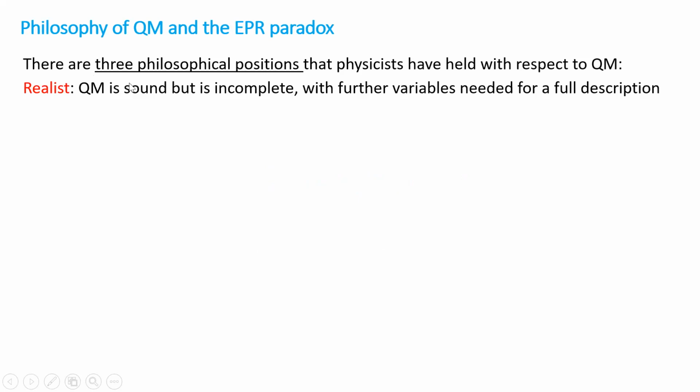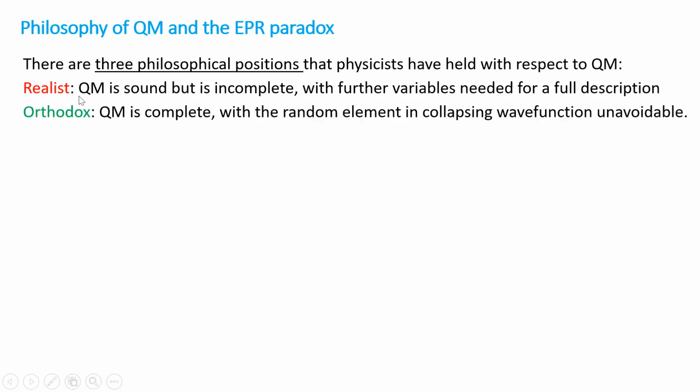The first one being a realist position, saying quantum mechanics is basically sound, it gives accurate results, but it's incomplete. There are further variables needed for a full description. So it's not that anything it has in it is incorrect, it just needs to be supplemented, and information is missing in some experiments and some theoretical treatments needed for us to fully understand. And that's the realist position.